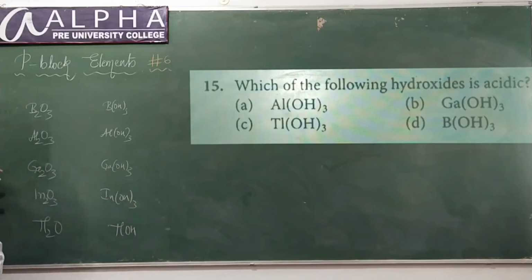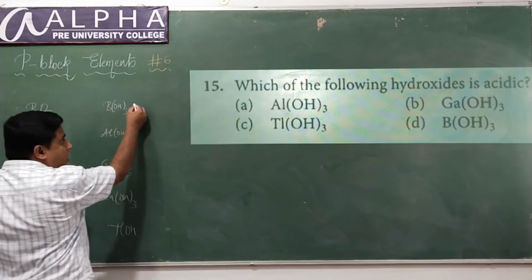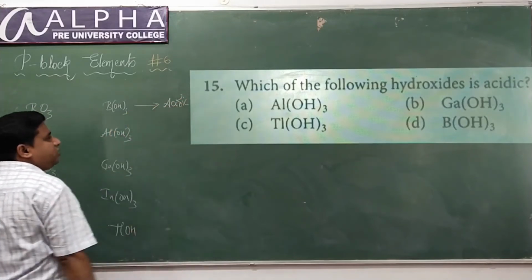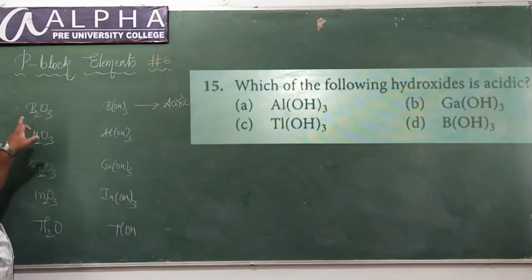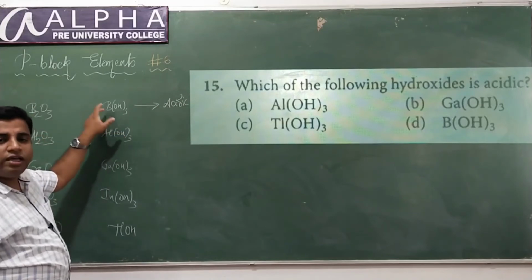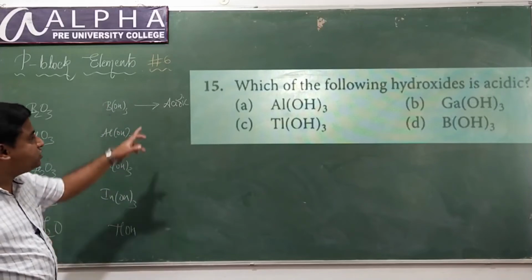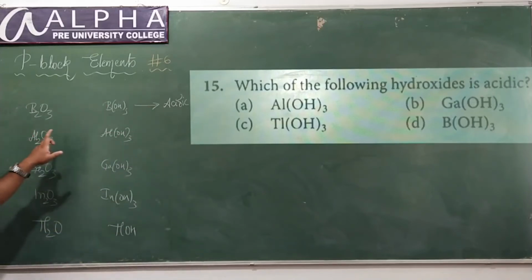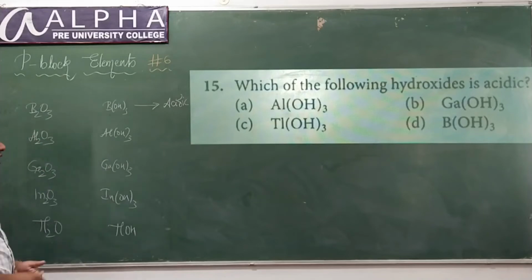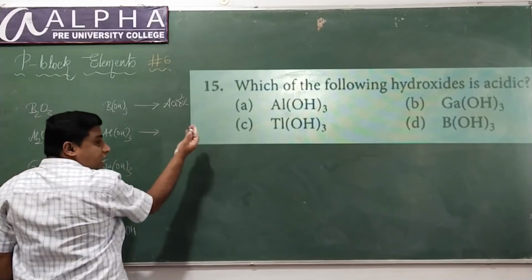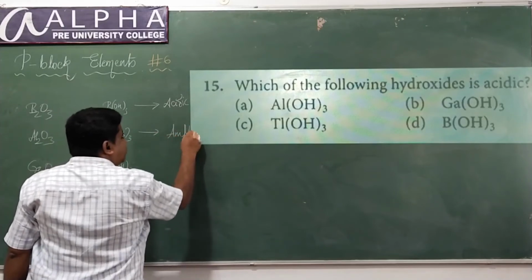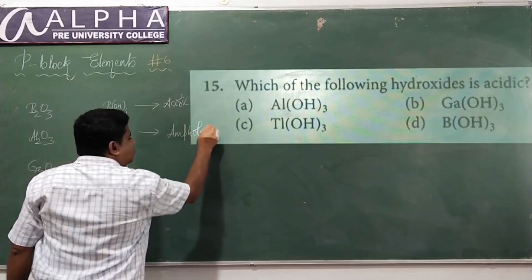That's it. See, the oxides and hydroxide of boron are purely acidic in nature, because boron is a non-metal. The oxide and hydroxide of non-metals will be acidic in nature. Whereas aluminium oxide and aluminium hydroxide are amphoteric, because aluminium is an amphoteric metal. They can behave both as an acid as well as a base.